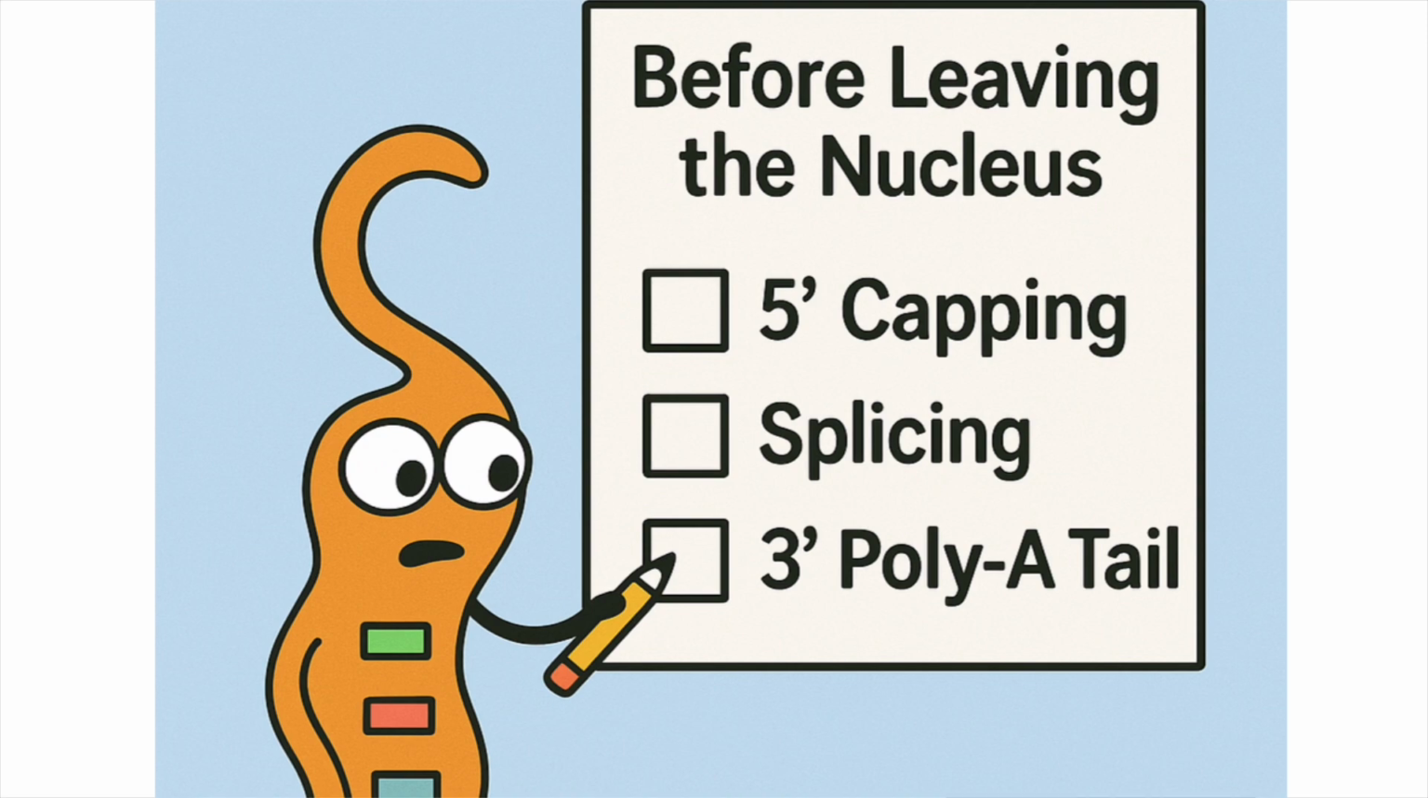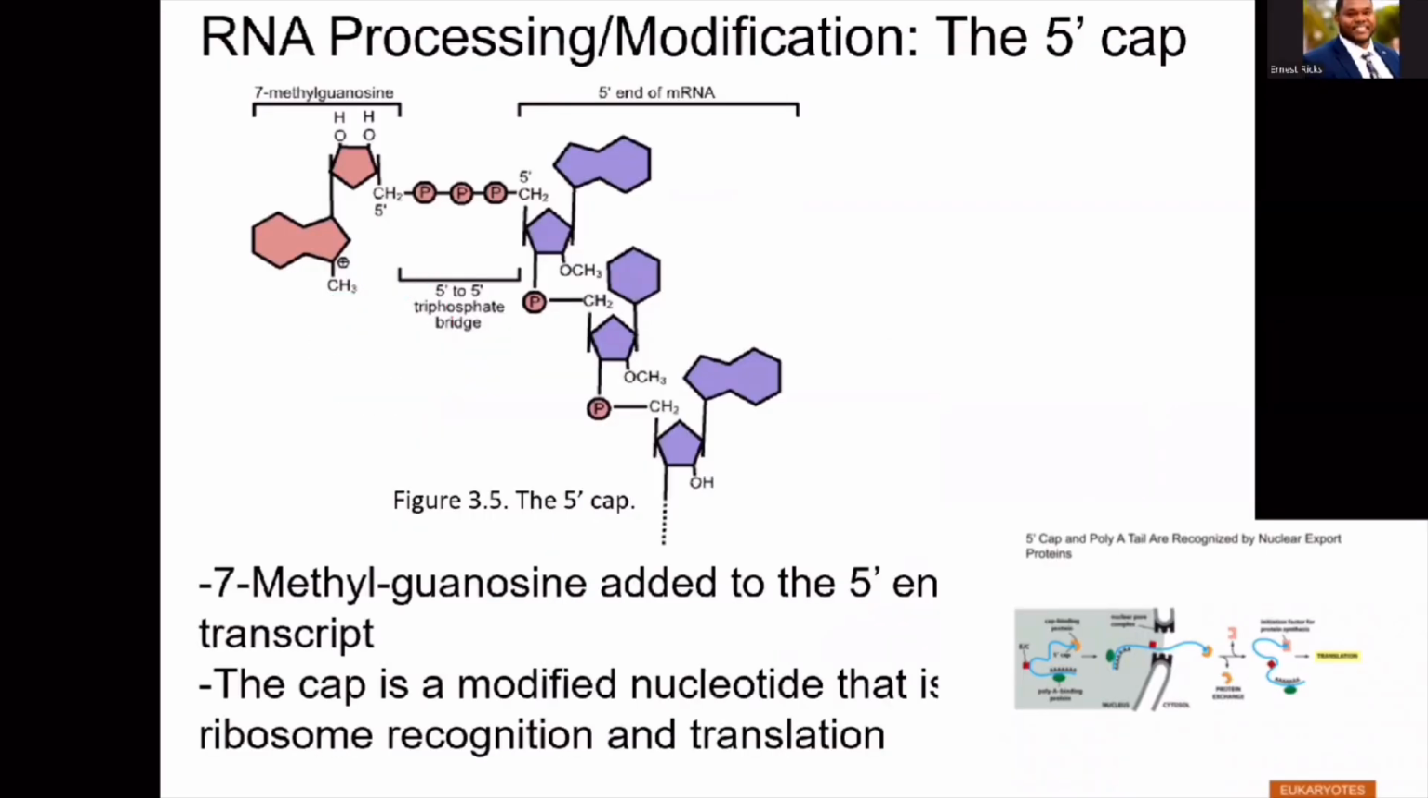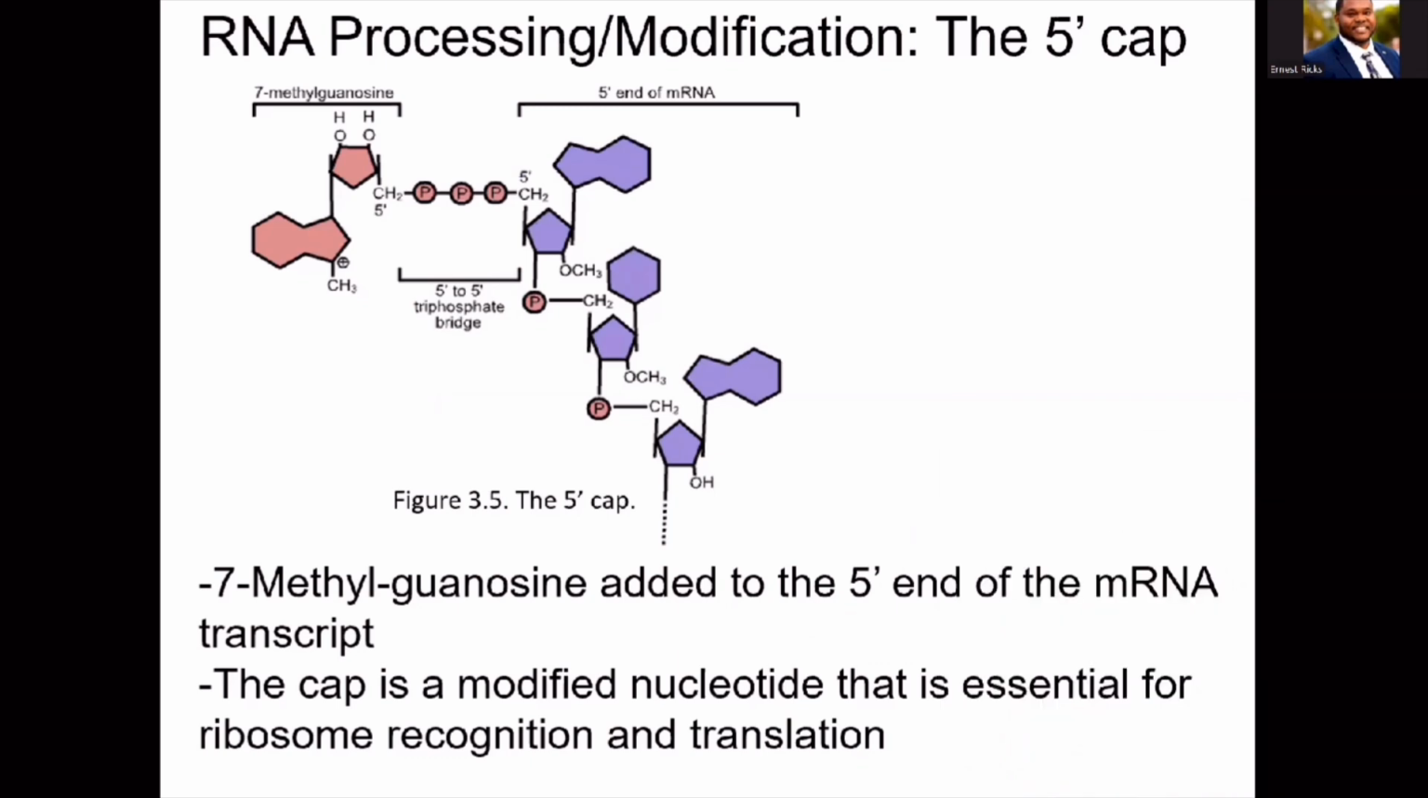One is 5' capping. We talked about this. So a 5' cap is added to the new transcript. That's for stability and for the ribosome to know where to bind. So a 7-methylguanosine is added to the 5' end of the mRNA transcript. That cap is a modified nucleotide, but it's essential for the ribosome to recognize the transcript and then start translation.